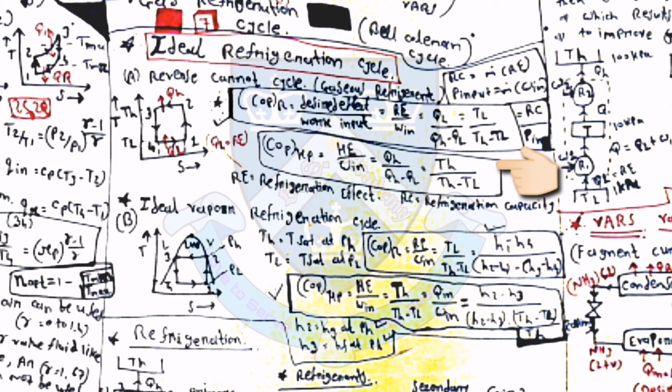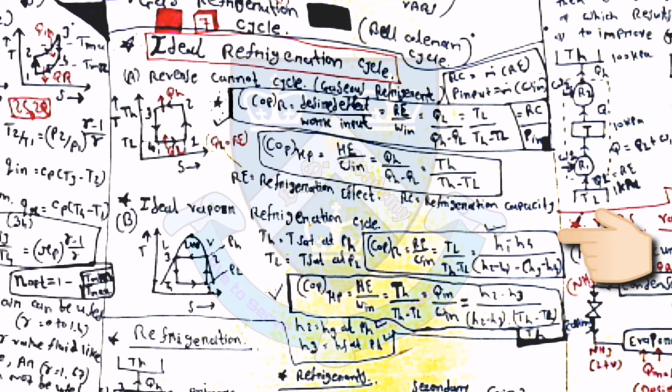Then COP of the heat pump is equal to HE upon Wn, which is equal to QH upon (QH minus QL), which is equal to TH upon (TH minus TL). Then the second one is the ideal vapor refrigeration cycle. The TS diagram is also there for that cycle. Then COP of R is equal to TL upon (TH minus TL), which is equal to (H1 minus H4) upon (H2 minus H1), or (H1 minus H4) upon (H2 minus H3).